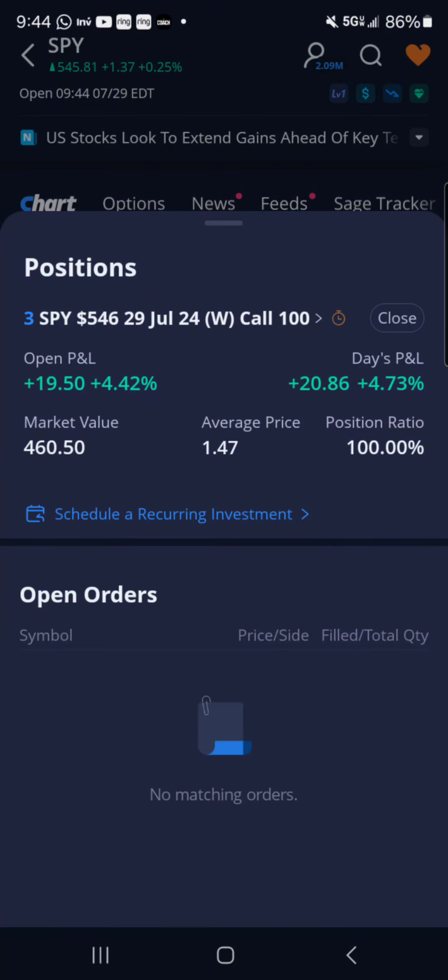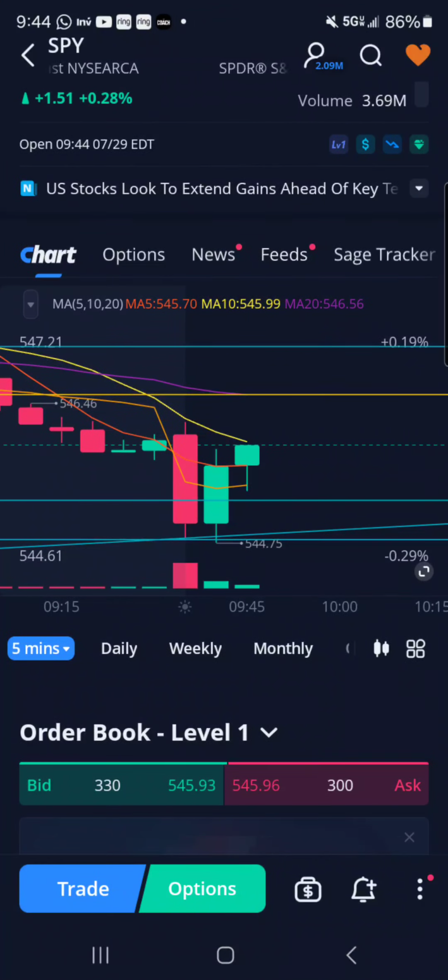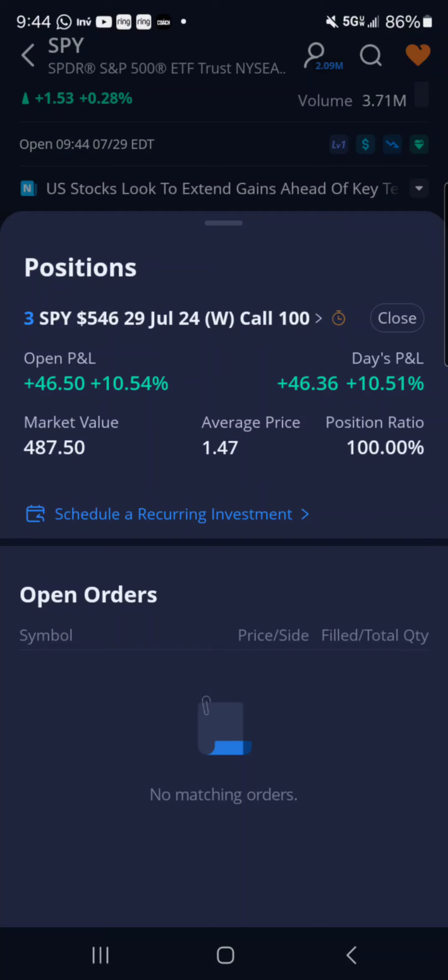So that's the trade. I put in, I think, 450 or 440, making $20 so far. See our price respecting this tweezer bottom. It's a reversal. I'm looking to see if we get more volume. Making 10%, $46. Not bad.